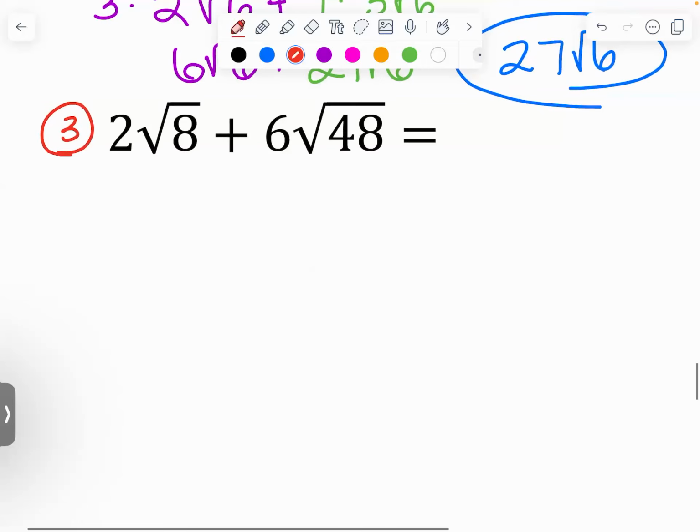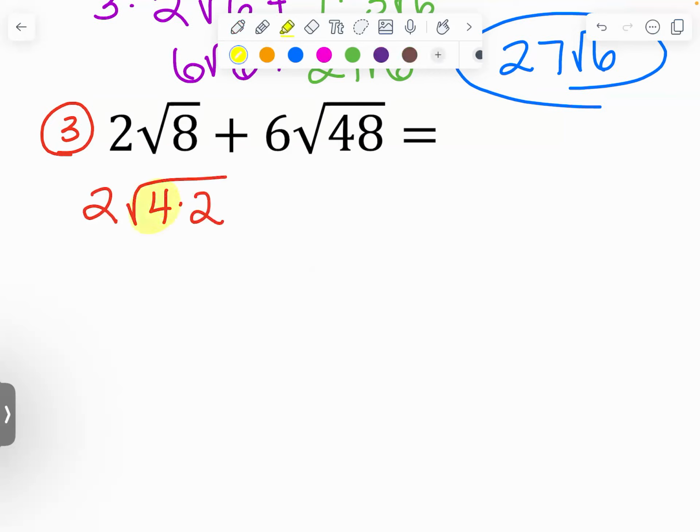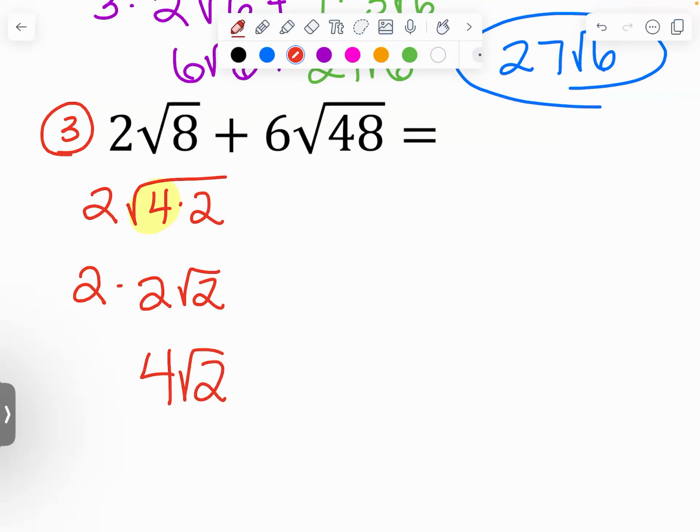Okay, what about number 3? 8. What perfect square divides into 8? Okay, and we know that the square root of 4 is 2. So this becomes 4 square root 2. Good.